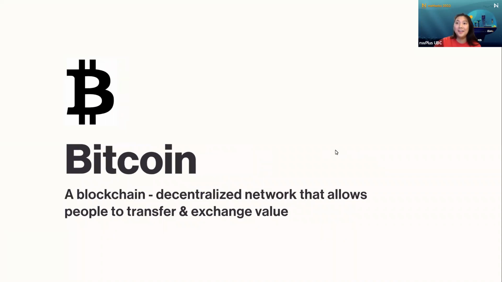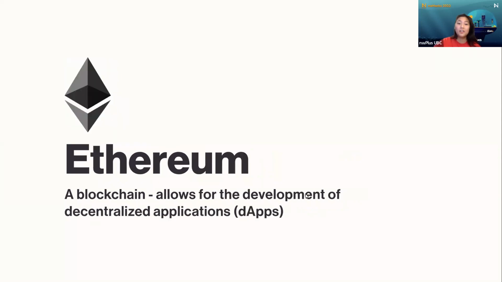That was a long definition. This one's a bit shorter. Bitcoin is a blockchain, and it's essentially a decentralized network that allows people to transfer and exchange value. An example of this would be peer-to-peer payments, where you can pay without a middleman. And then Ethereum is also another blockchain, and it allows for the development of decentralized applications, or dApps, which is what we're going to be talking about later today, the design portion of it, not the actual development, because I'm a designer, just making sure people know.